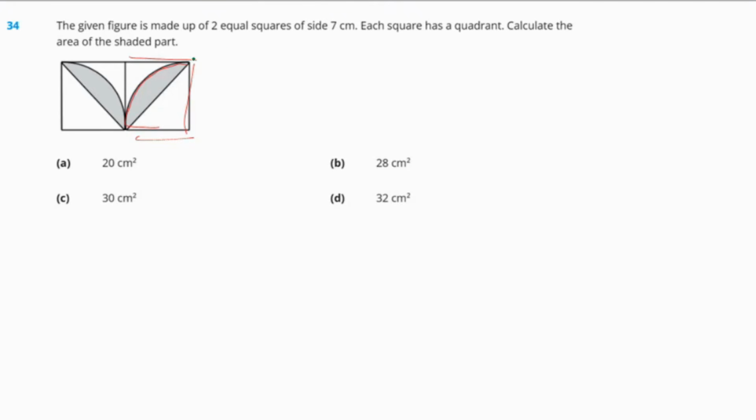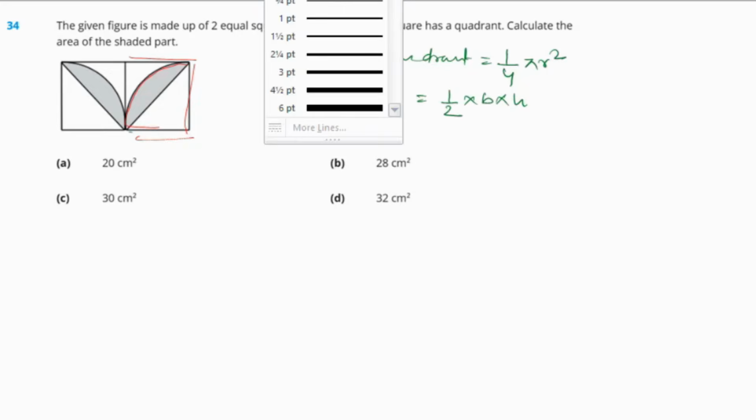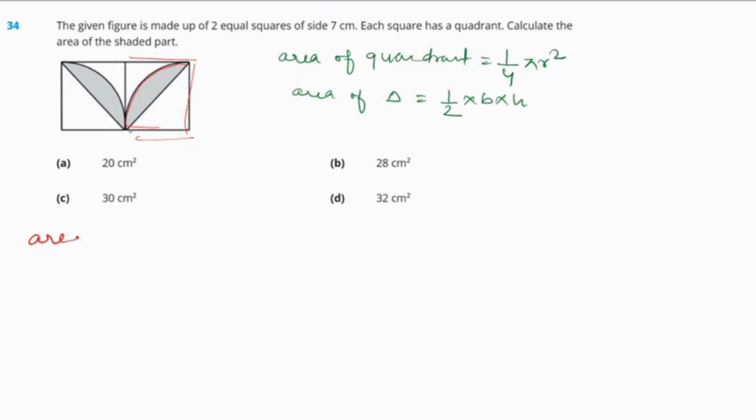So first we need to figure out the radius of the quadrant. Since we are supposed to figure out the area of the shaded part, the area of the shaded part is the area of the quadrant minus the area of the triangle. The area of the quadrant is 1 by 4 pi r square, and the area of a triangle is half into base into height. So first we figure out the area of the triangle.